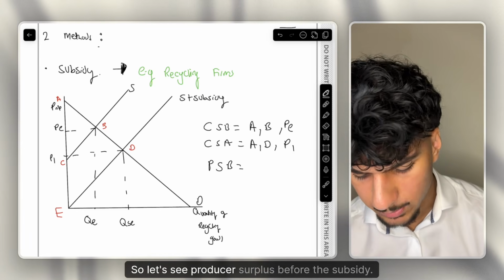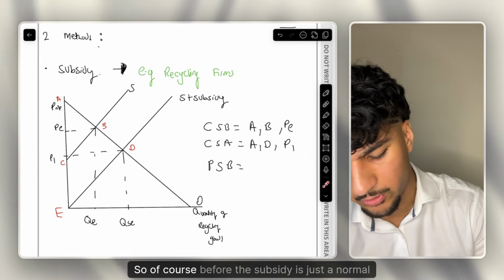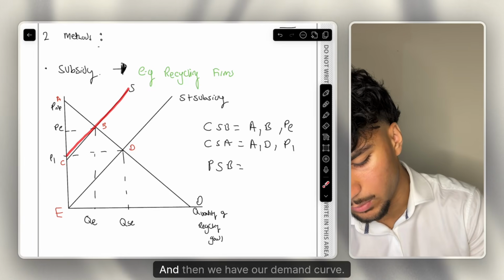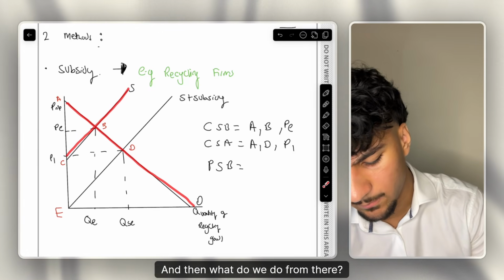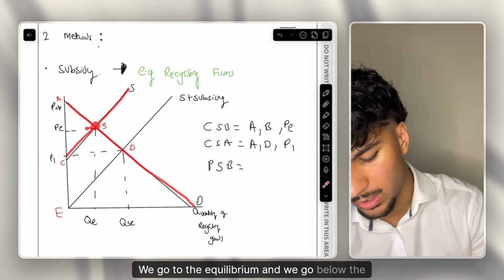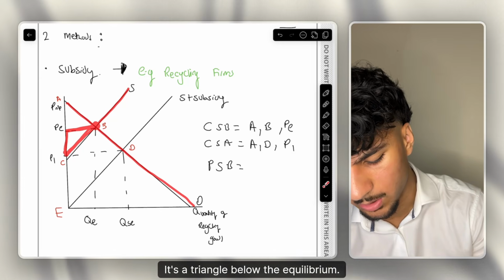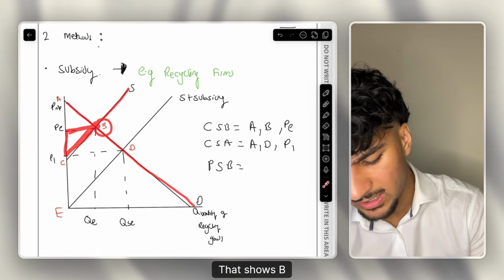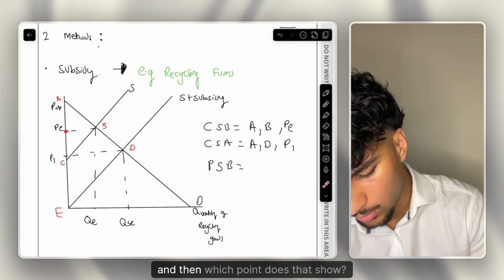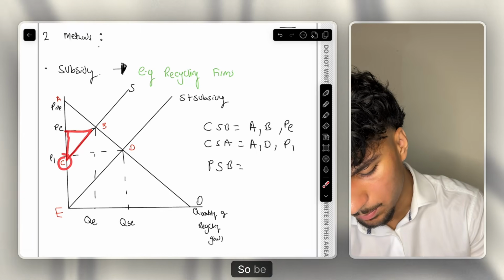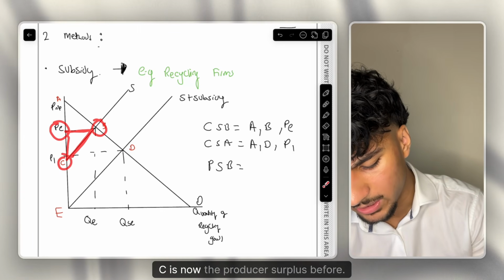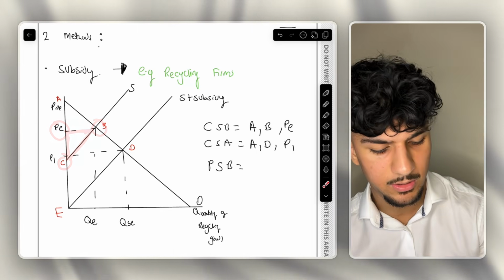So let's see producer surplus before the subsidy. Of course, before the subsidy, it's just a normal supply curve, and then we have our demand curve. What do we do from there? We go to the equilibrium and we go below the equilibrium. It's a triangle below the equilibrium, and what does that show? That shows B, PE, and then which point? C. So BPEC is the producer surplus before.